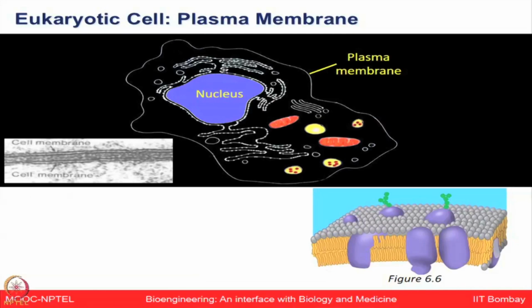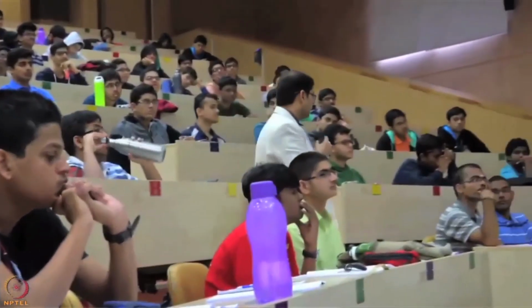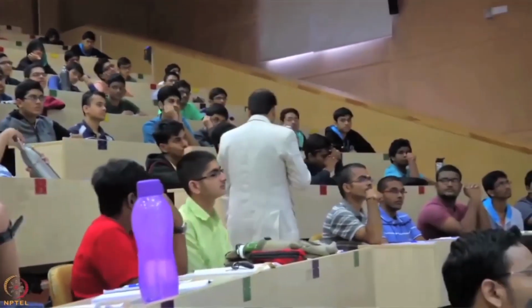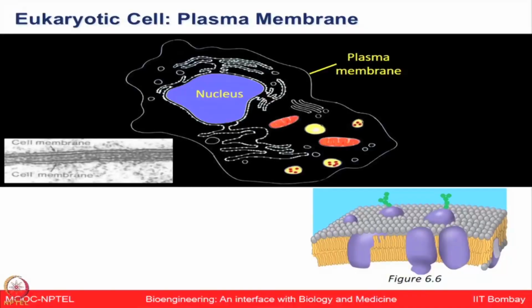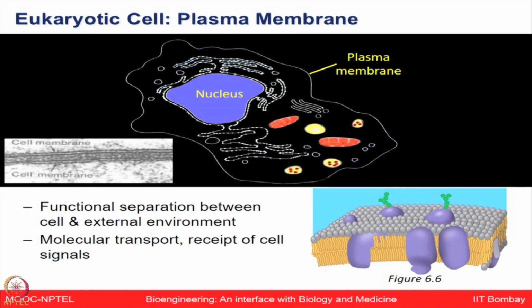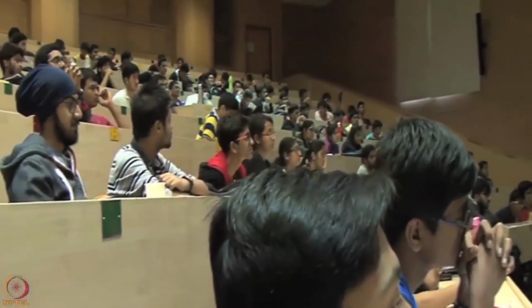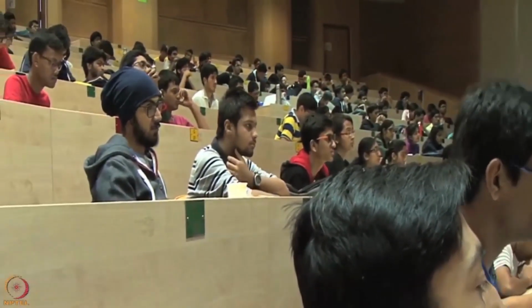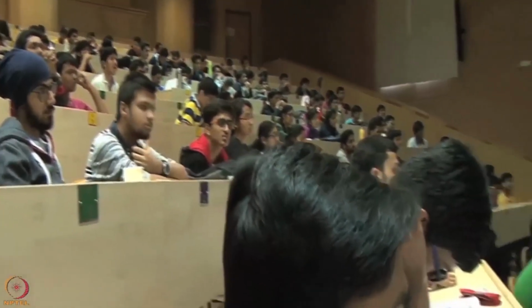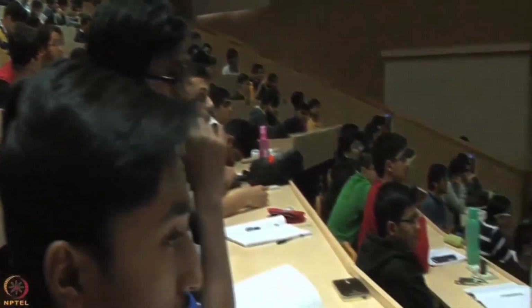Let us first start with the plasma membrane, and I will come to you now and ask what is your understanding about this organelle and how does it function. All right, this provides a functional separation between the cell and the external environment, and also provides a way to transport the material which cells perceive as a part of the signal, and then the cell could move things around based on what signal it perceives. So, it provides molecular transport and various types of signals which can be transduced from this cell.